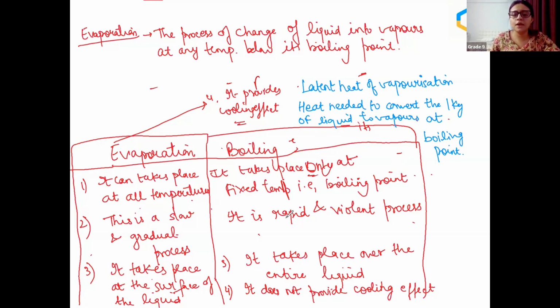This is the latent heat of vaporization. Both the definition and this difference are important. Now, this is the easiest chapter, but many reason-based questions can come from it. Also, you need to be precise in writing the definitions.